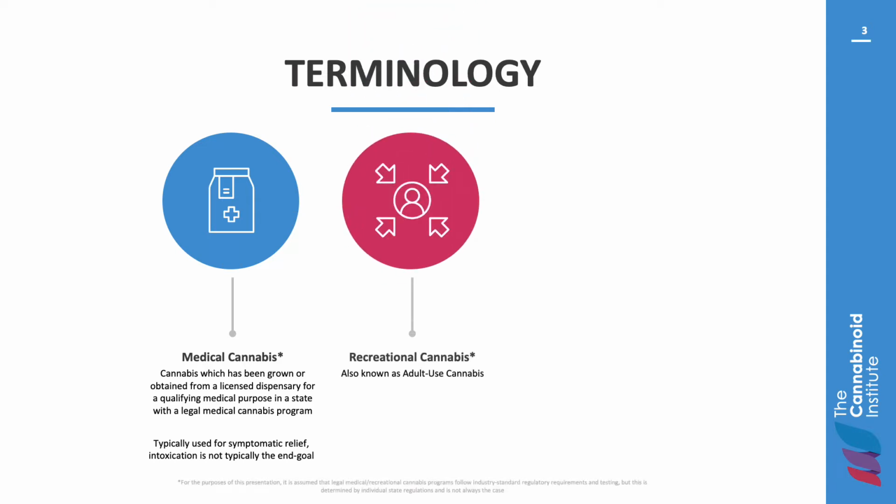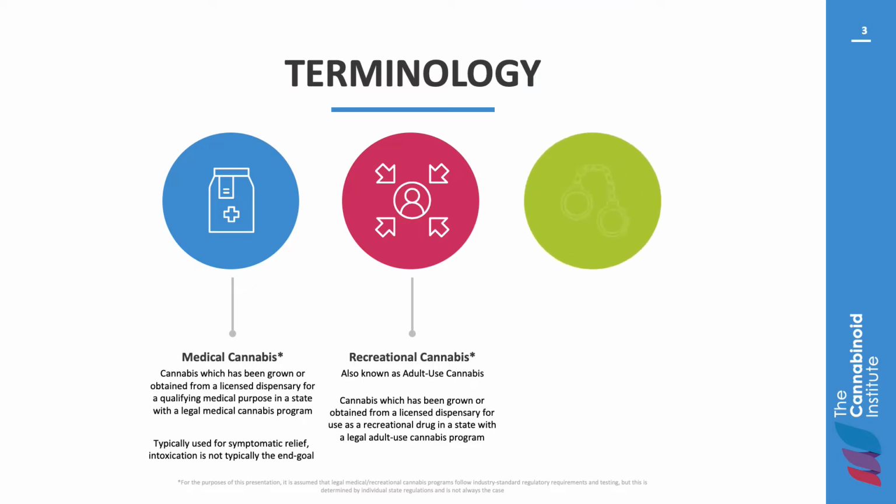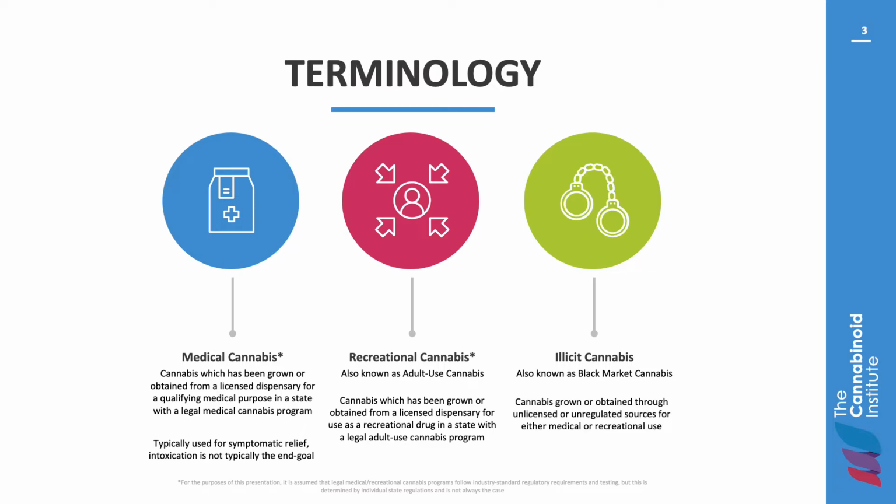Recreational cannabis, also known as adult use cannabis, is cannabis which has been grown or obtained from a licensed dispensary for use as a recreational drug in a state with a legal adult use program. Illicit cannabis is cannabis which is grown or obtained through unlicensed or unregulated sources for either medical or recreational use.